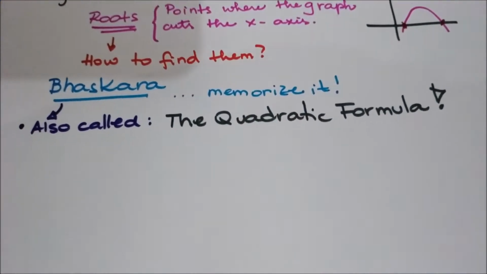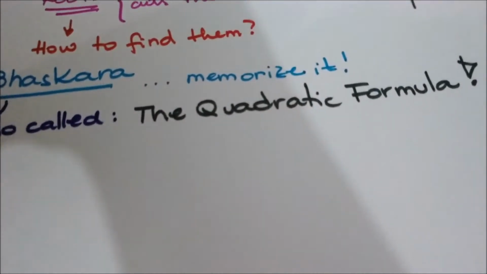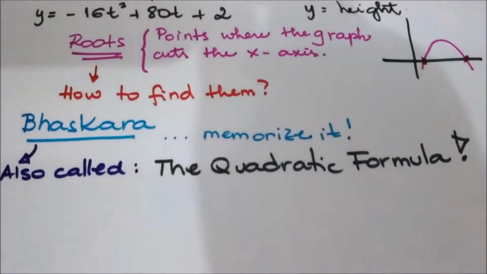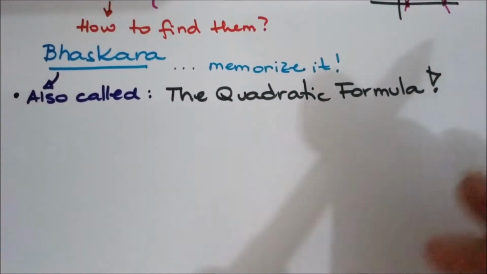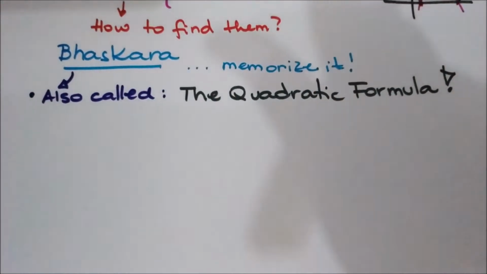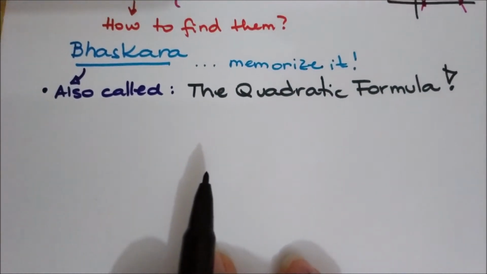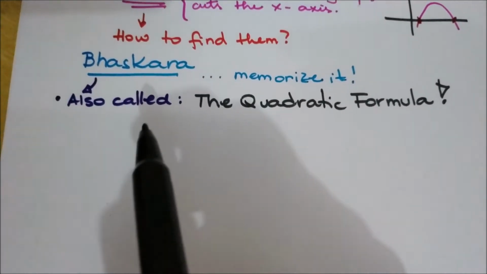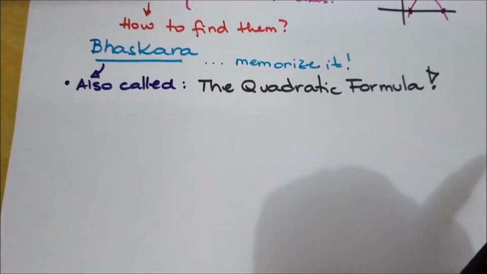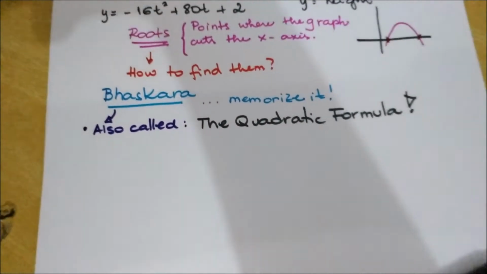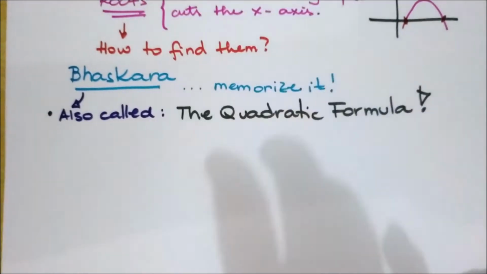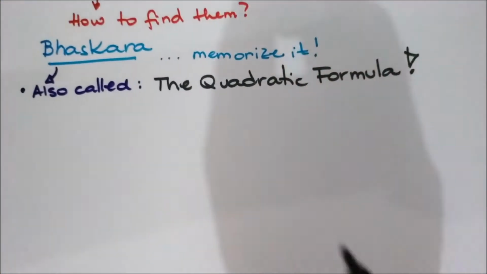Okay, so moving on, Bhaskara. It's also called the quadratic formula, especially in English. In Portuguese, we just use Bhaskara and that's okay. All right, we are totally fine with that. So there are gonna be some names and some formulas for you to memorize. So please don't freak out and focus on memorizing them because they're really useful.